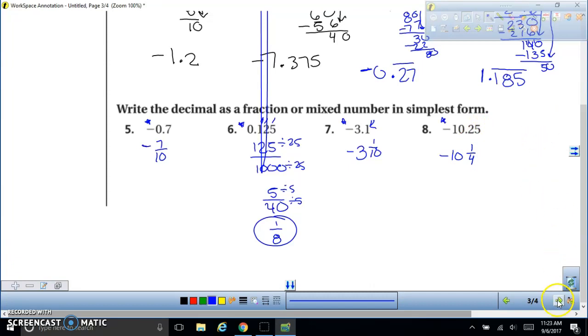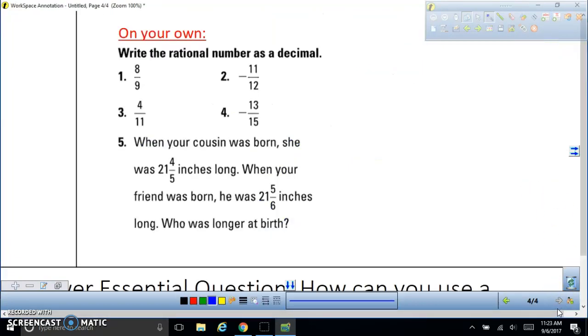All right, let's go ahead and move on to those on your own problems. Okay, pause your video, work on these on your own, and resume when you're ready to go over them. All right, thank you for pausing your video. I appreciate it. All right, number 1, you should have got repeating 0.8. Number 2, you should have got repeating, so I should see all this division that you've been doing.